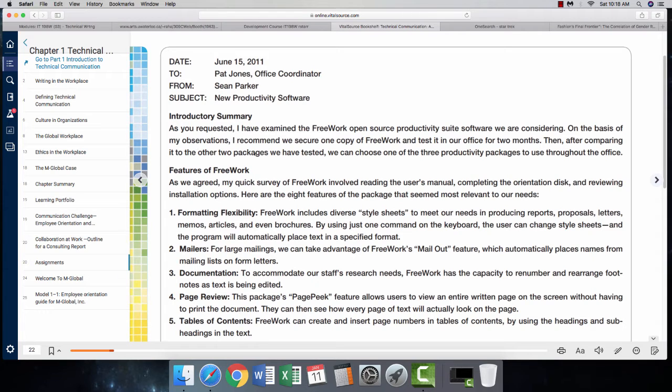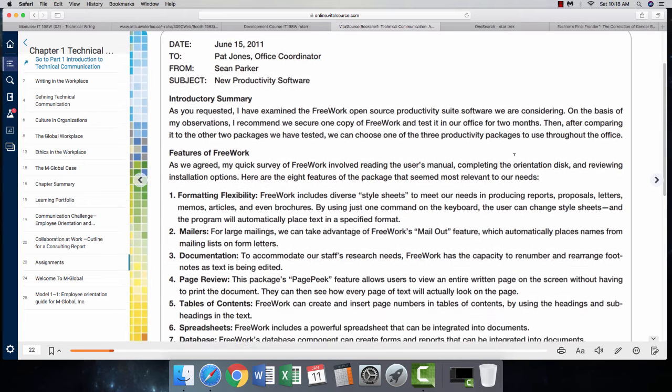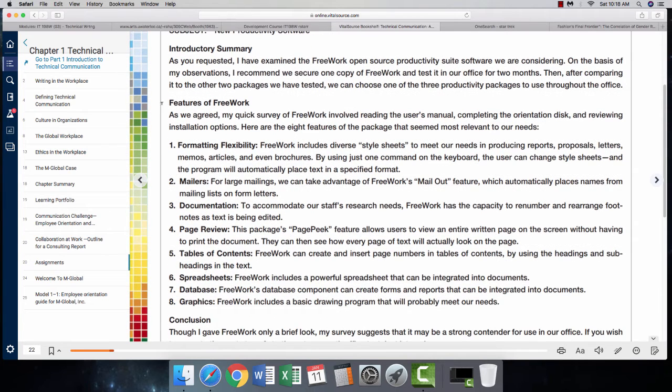On the basis of my observations, I recommend we secure one copy and test it for our office. Okay, so that's the purpose, right? The new productivity software, the person who is writing this memo has been asked to test it and been asked to make a recommendation. Yes, we should use it, or no, it's not going to work for us. And this person is saying we should use it, and here's the body.